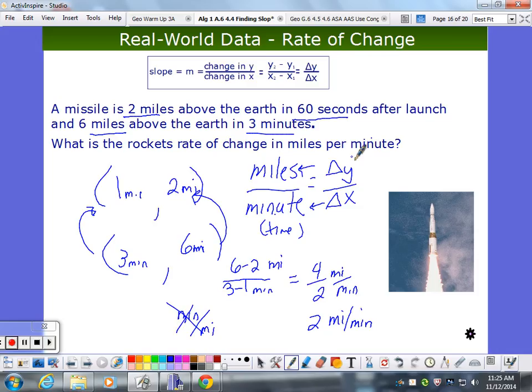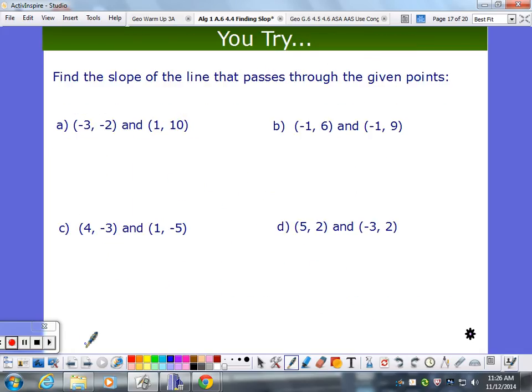Now sometimes they don't say what you want. What if they didn't say? What if they just said find the rate of change? You would say, what makes sense? Miles per minute or minutes per mile? What makes sense? Miles per minute. So you have to kind of think about it a little bit. And we are getting there, almost there.